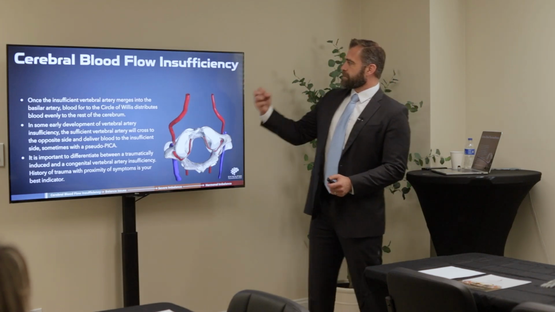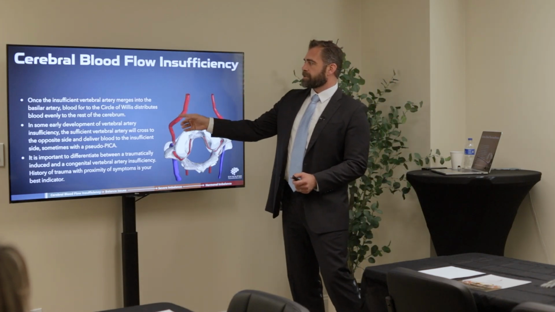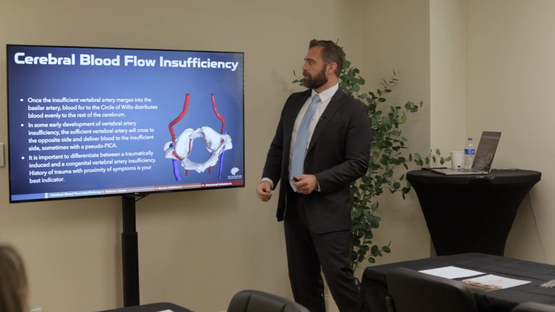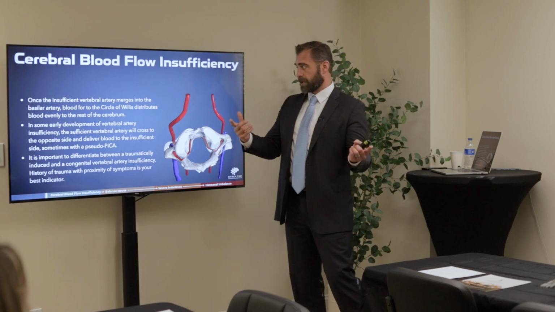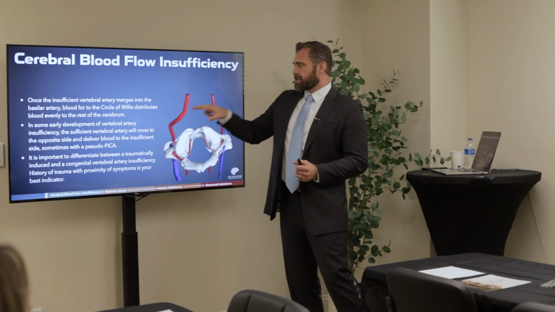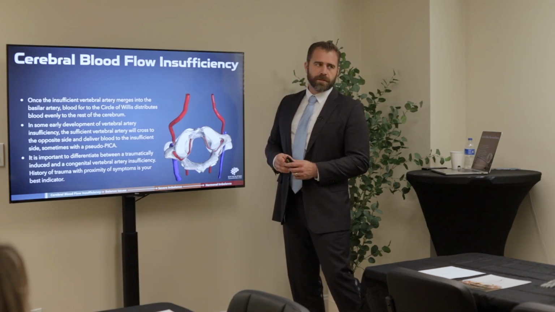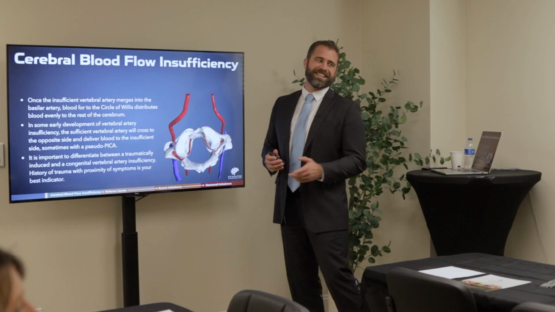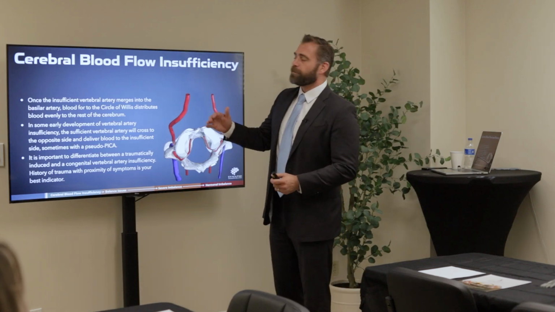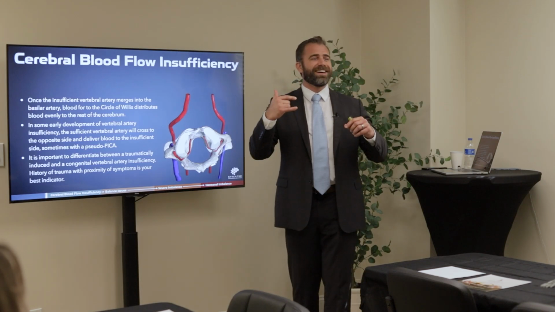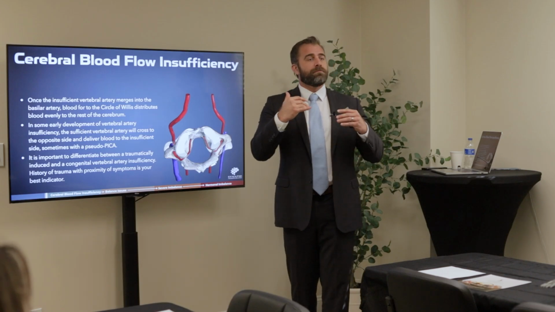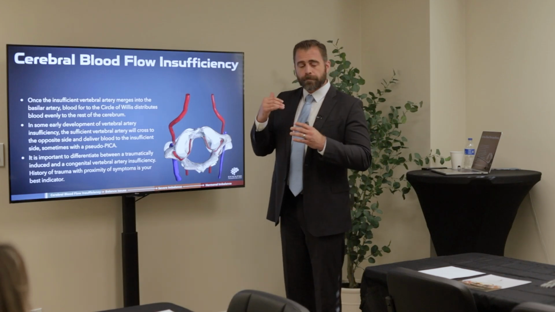So once the vertebral artery merges into the basilar artery, blood for the circle of Willis distributes evenly to the rest of the cerebrum, which is what we said. In some early development of vertebral artery insufficiency, the sufficient artery will cross to the opposite side. Sorry, this is really detailed, Greg, specifically since you were like, who's the audience? But this is actually really important.